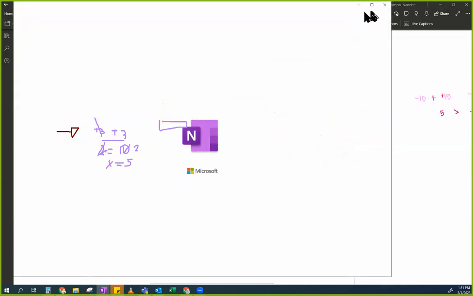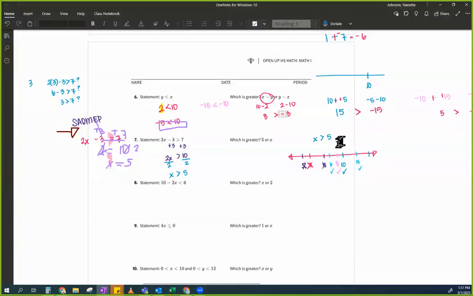Wait, do we say all the numbers are greater than 5? No, just all the numbers that are greater than 5. There you go. All numbers greater than 5. That's your solution. So don't say X's, because then you think you're not talking about numbers. I'm talking about numbers. So it's all numbers greater than 5.